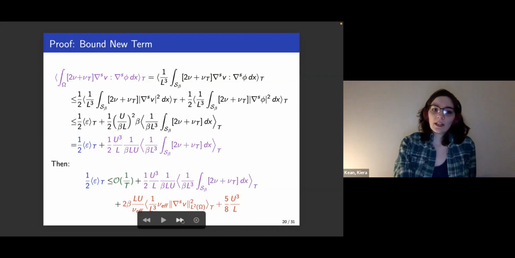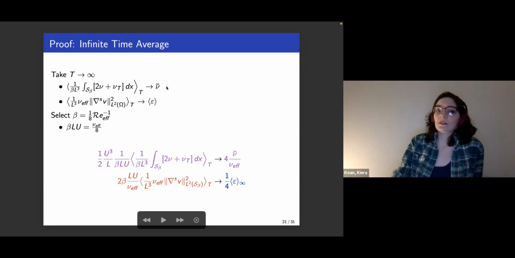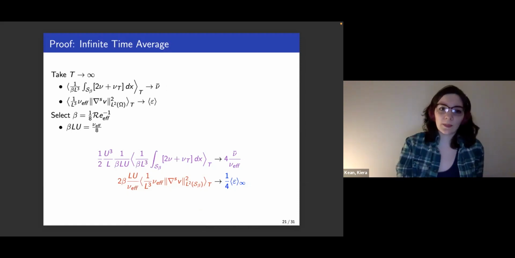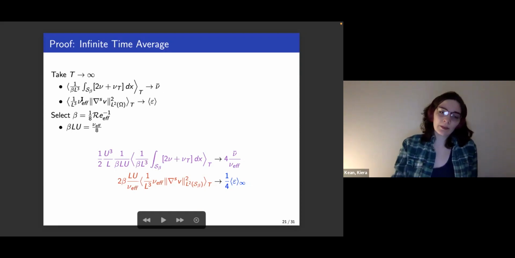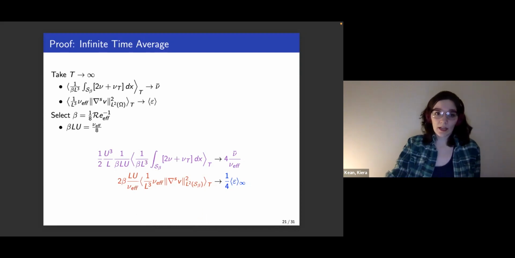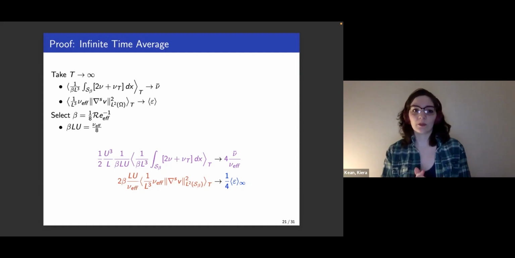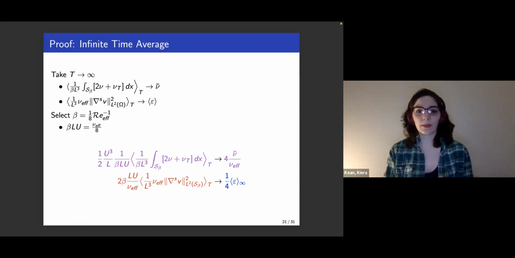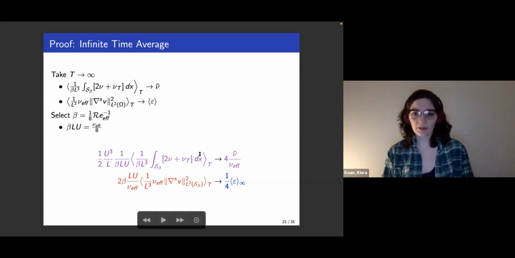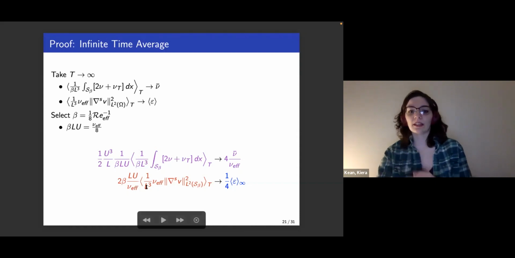We can put it all together. And then when we take the infinite time average, this term here becomes nu bar, the average viscosity in the boundary layer. And this term, by how we define the effective viscosity, becomes just our energy dissipation rate. So beta is something we can select. So if we make this choice of beta, the result follows. So we see our purple term, and then this just becomes, again, energy dissipation.